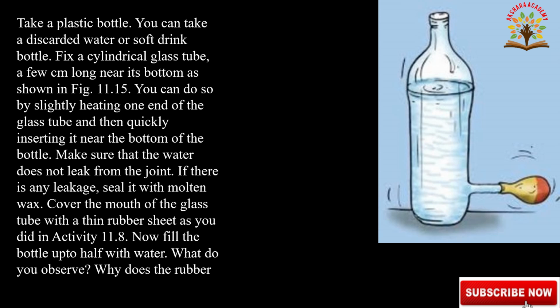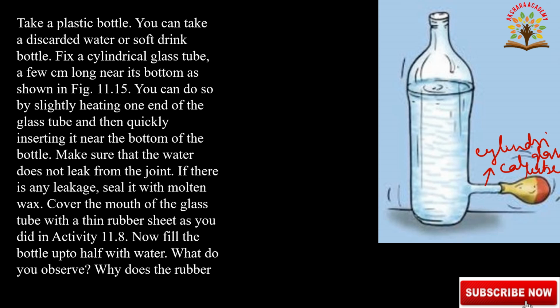This is a cylindrical glass tube. This is the balloon. The balloon is tight. Now insert the glass tube quickly near the bottom of the bottle. Make sure that the water does not leak from the joint. If there is any leakage, seal it with molten wax.